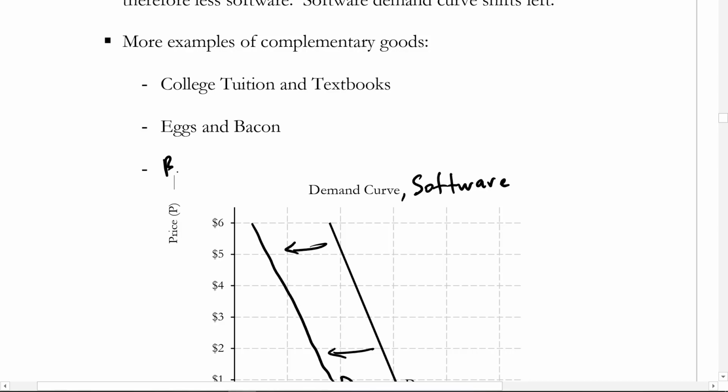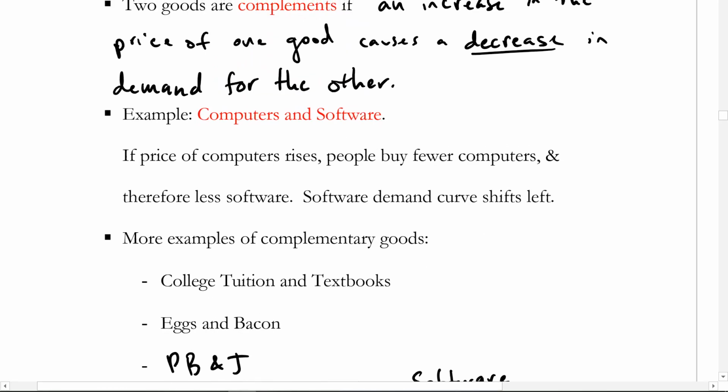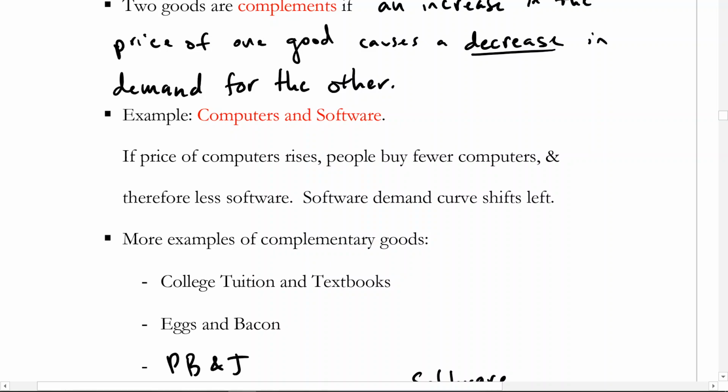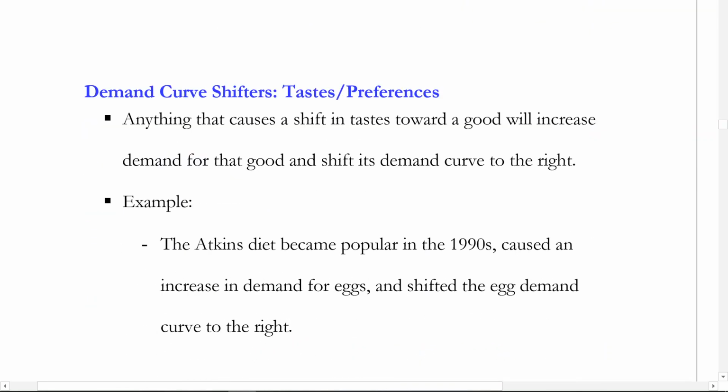Okay, some more complementary goods: college tuition and textbooks, bacon and eggs. Another classic example would be peanut butter and jelly. Another one where we have three complementary goods all going together would be graham crackers, marshmallows, and chocolate bars, right? So things that go together are complements. If the price of one good increases, all of their complementary goods' demands decrease. Okay, complements.